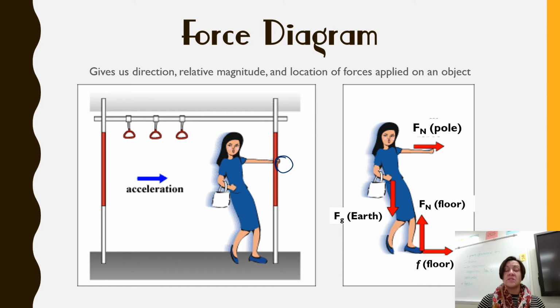Force diagrams are really useful because they can show us not only the forces, but where those forces are applied. Also notice that it talks about the relative magnitude, meaning if one force is larger or smaller than another. You don't notice this in this diagram quite as much, but if a force is larger, we typically depict it with a longer arrow compared to a force that we know is smaller, which we depict with a shorter arrow.